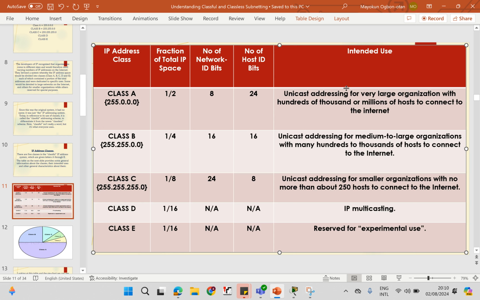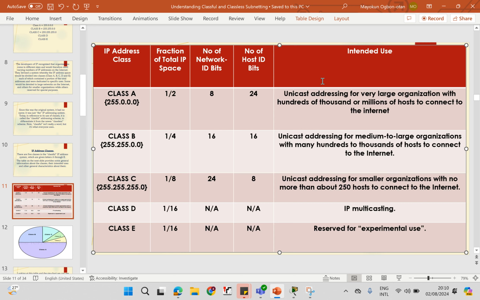And what is the intention or the reason for having a class A? It provides unicast addressing for very large organizations with hundreds of thousands or millions of hosts to connect to the internet. So when you have a network whereby you have thousands of users that want to connect on that network, you will use a class A subnet.